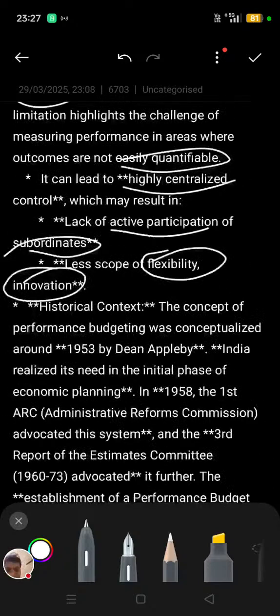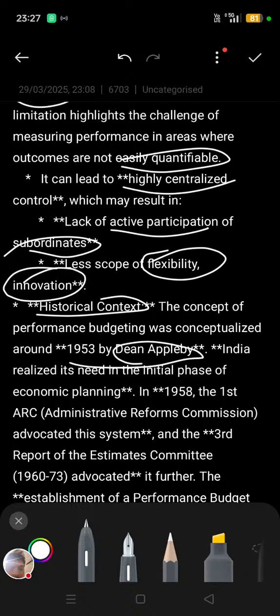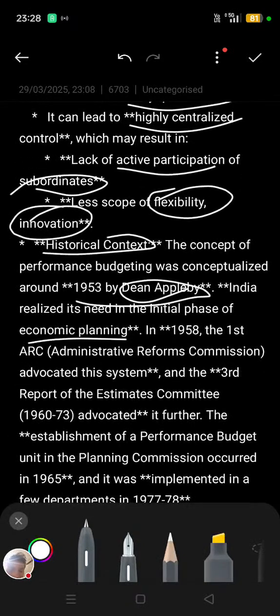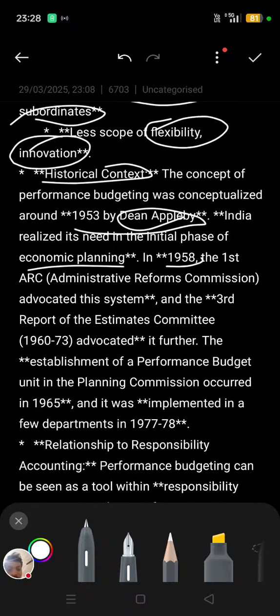Now we see the historical question. The concept of performance budgeting was conceptualized around 1950 by Dean Appleby. India realized its need in the initial phase of economic planning. In 1958, the first ARC advocated this system, and the third report of the estimates committee in 1973 advocated it further.